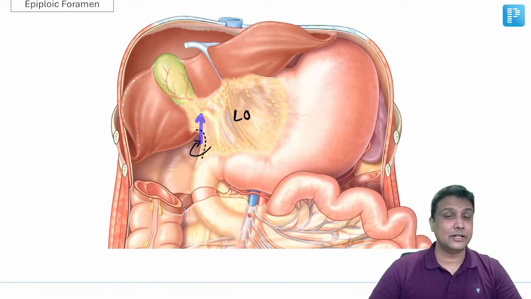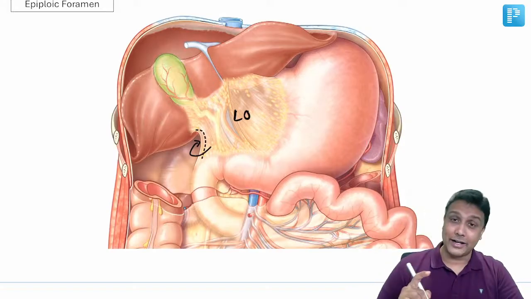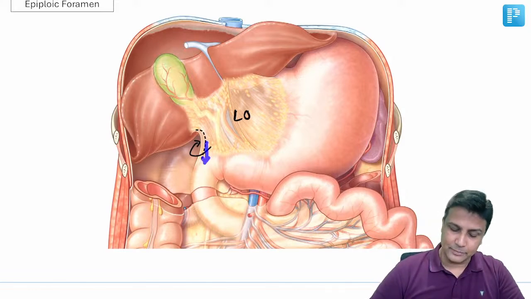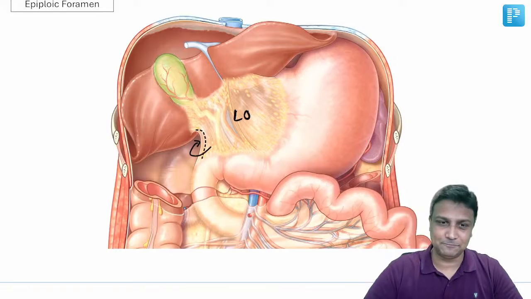Above the epiploic foramen, there will be liver. But which lobe of the liver was asked in the exam? Please remember it is the caudate lobe of the liver. Caudate, not quadrate lobe of the liver. It is the caudate lobe of the liver. And below here will be actually the duodenum. Of course, the first part of the duodenum. First part of the duodenum, sir. Perfectly done.